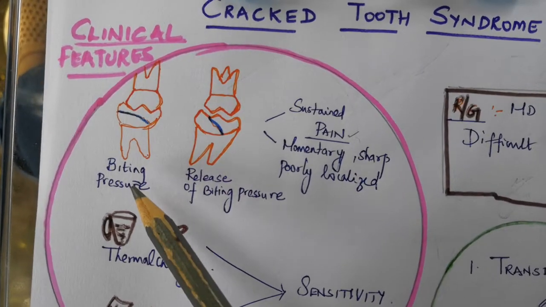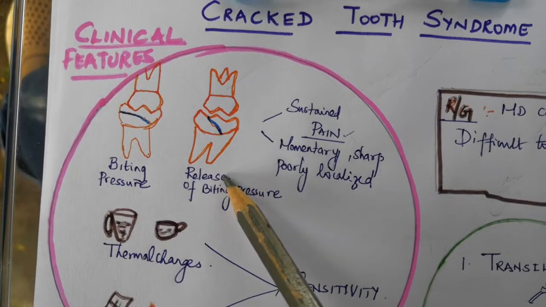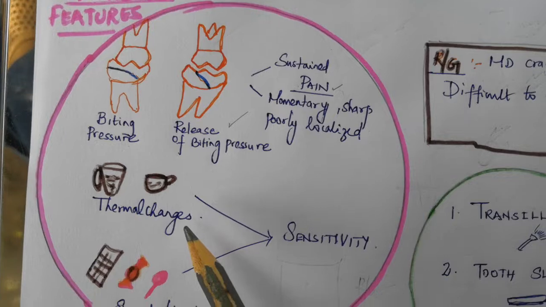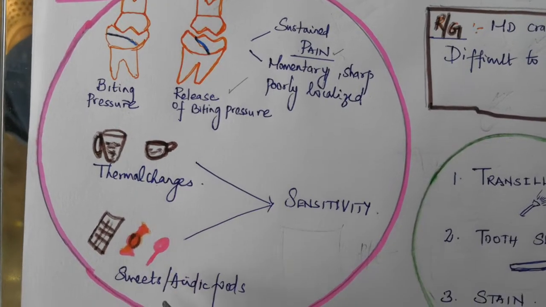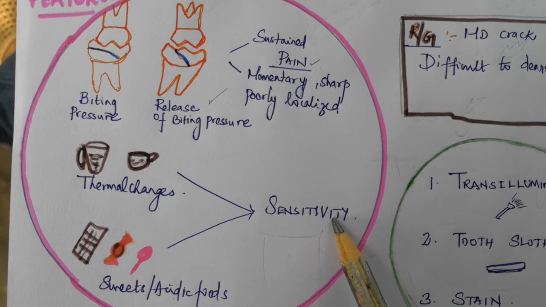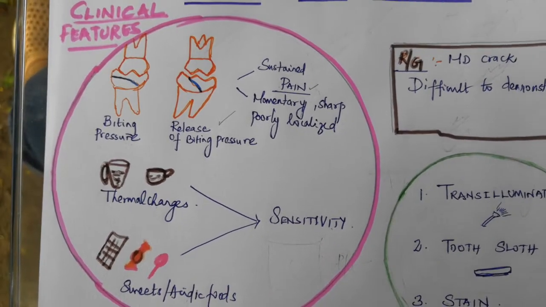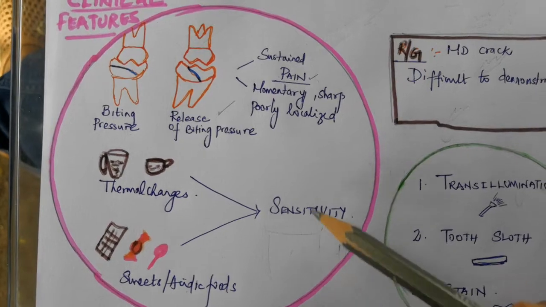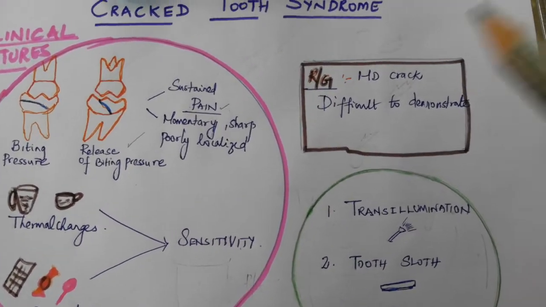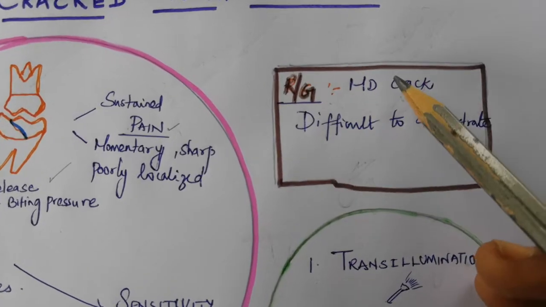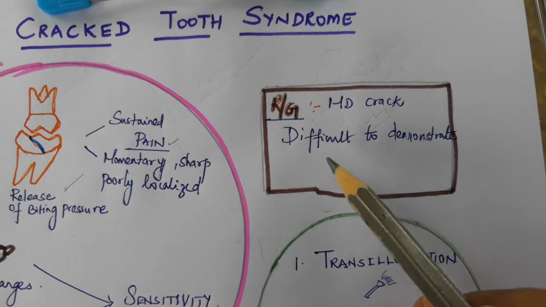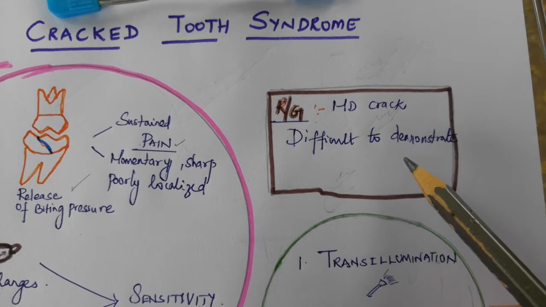Whenever you are giving a biting pressure, especially when you are releasing the biting pressure, you will have pain. And also due to thermal changes or exposure to sweet and acidic foods, you may have sensitivity. These are the clinical features: the pain and sensitivity due to biting release force and also certain food materials. Coming to the radiographic features, it is not so useful because when the crack is extending mesiodistally, it's very difficult to demonstrate in the radiograph.